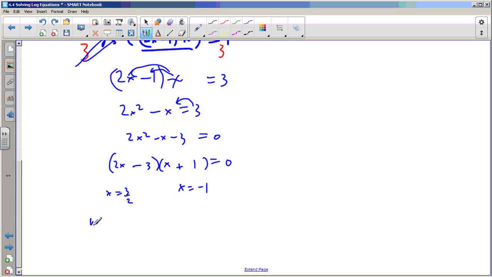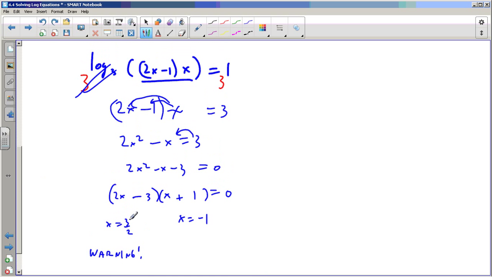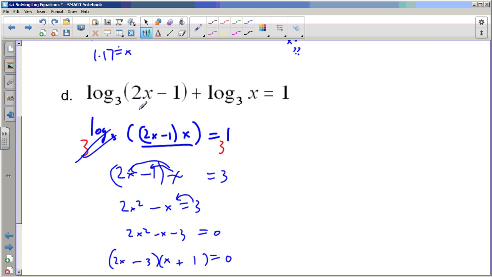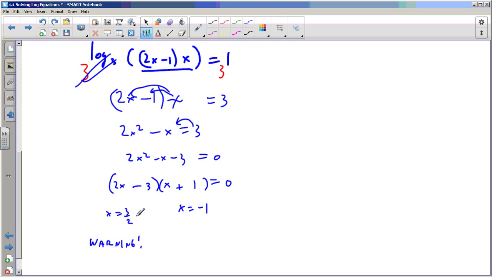one warning. Have a look. When I put these things back into the original equation, an answer of x equals 3 halves is fine. I put in 1.5 here and 1.5 here. I could try and jam this into a calculator, use the change of base formula, work out the left side and right side, and this one's fine.